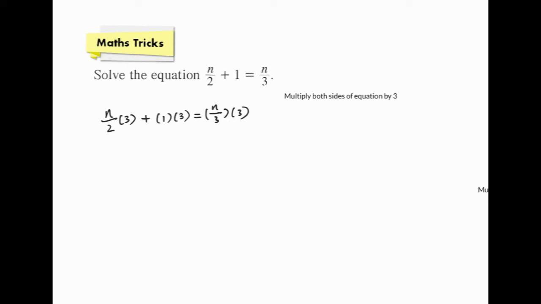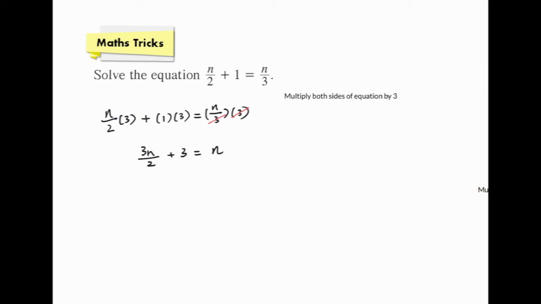Cancel this pair of 3. Then we obtain 3n over 2 plus 3 equals n. Now, we have cancelled one of the denominators. There is still another one.